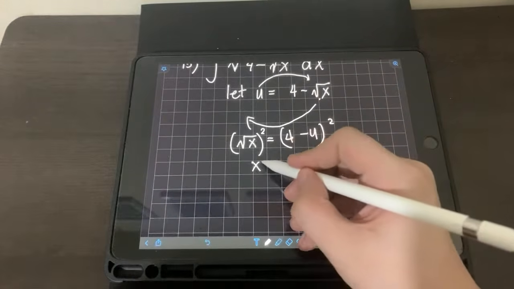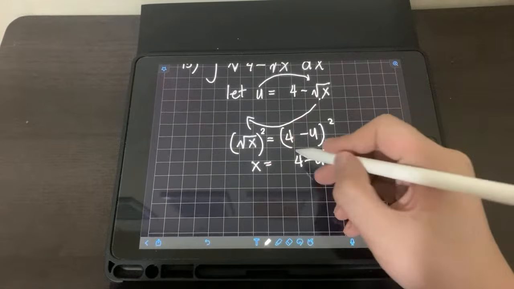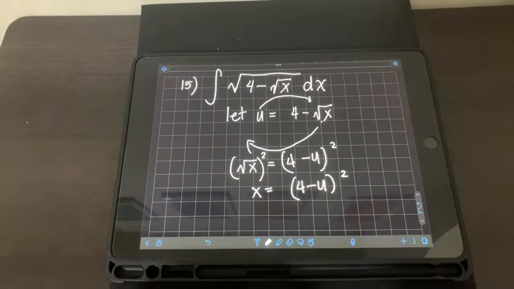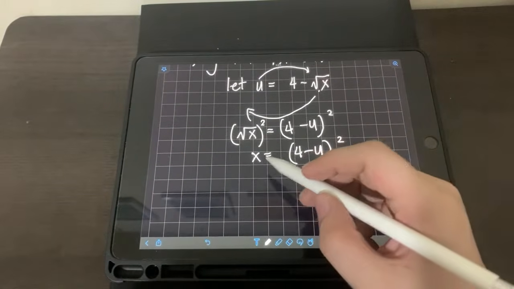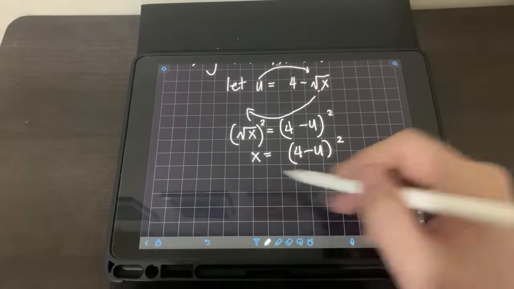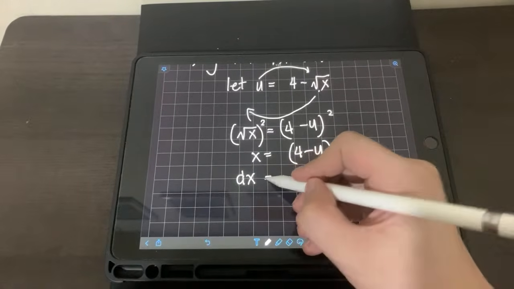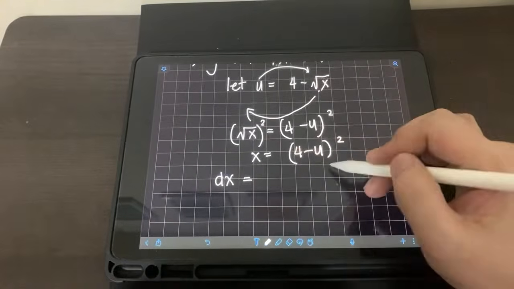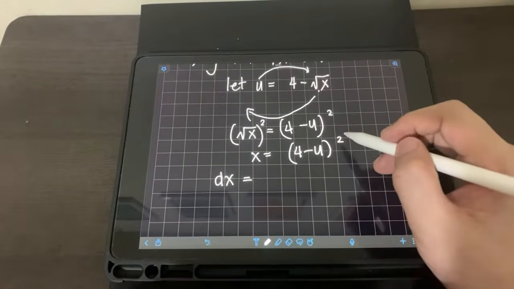So, x now, so cancel the square root, right? 4 minus u, quantity squared. Okay? And then, this is now easier to differentiate, right? We get rid of the radical. So, differentiating both sides, what's the derivative of x? Simply dx. How about here? This time, you can apply power rule with chain rule because you have 4 minus u quantity squared.